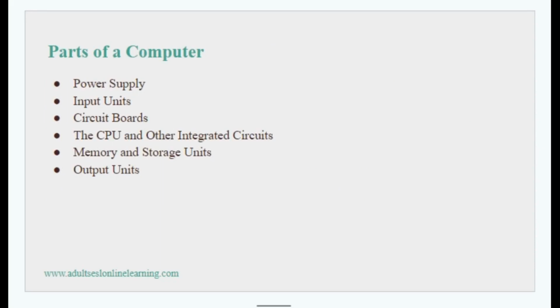Parts of a computer. To learn more about information technology, you first need to learn more about computers. A typical computer system has the following basic parts: power supply, input units, circuit boards, the CPU and other integrated circuits, memory and storage units, output units.